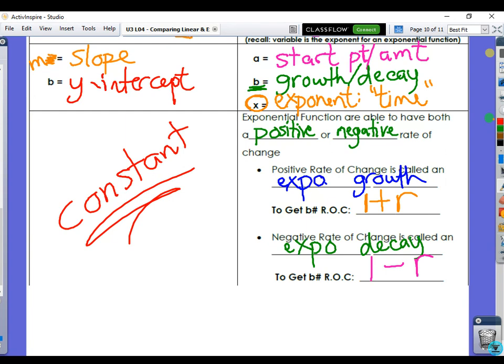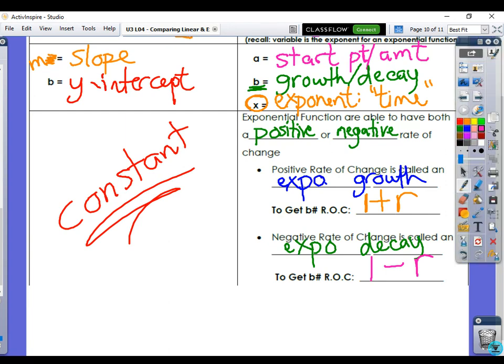So to see the two differences between your exponential growth and decay is really, really important. So these two expressions, we're going to come back and use them on the next couple of days. The expression right here and right here.